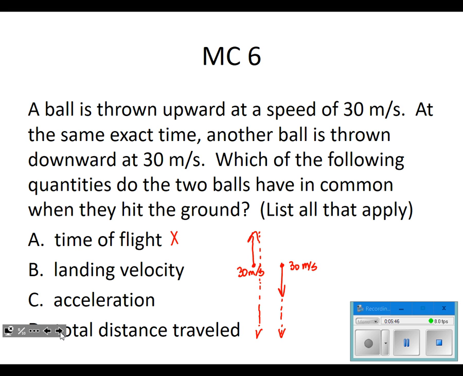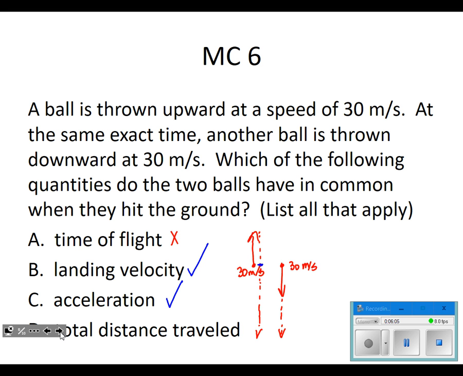Well, right here, this ball has a speed of 30 meters per second again. So they have the same distance to cover. So yes, their landing velocity would be the same. Both of these are projectiles, so gravity is acting on both of them. So yes, their acceleration is the same.